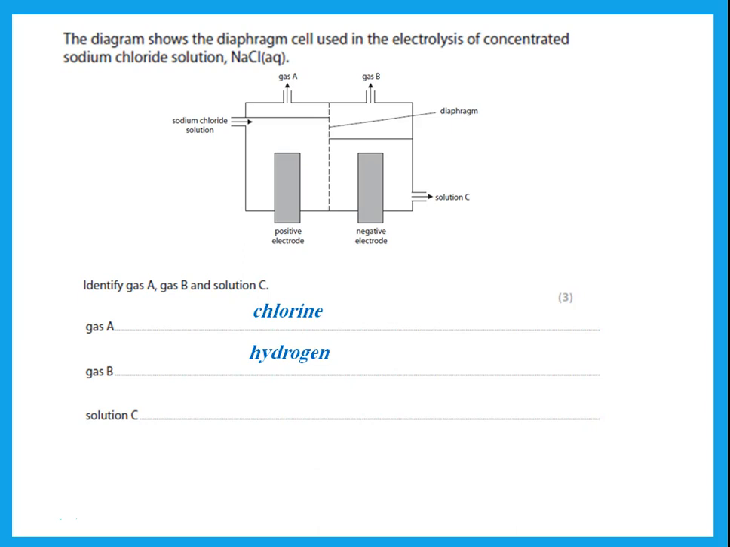Now, what is left in solution? If I started with sodium chloride solution, Na plus, Cl minus, H plus, OH minus, the chloride has reacted and the H plus has reacted. So what is left in solution is the Na plus and the OH minus, and that forms sodium hydroxide.